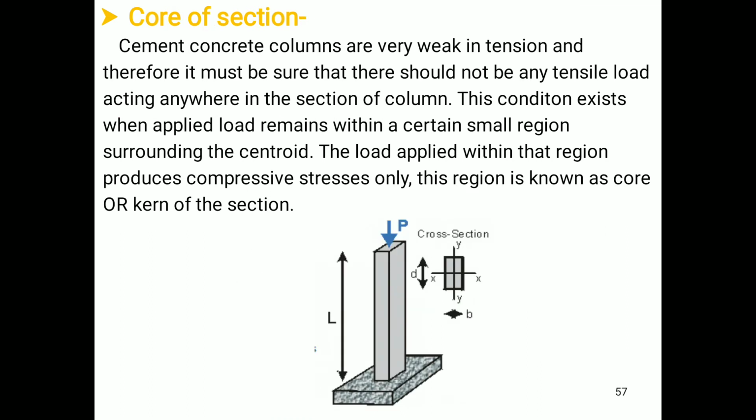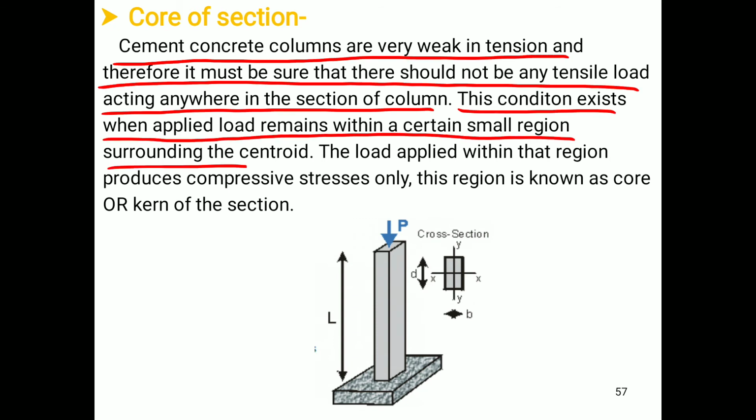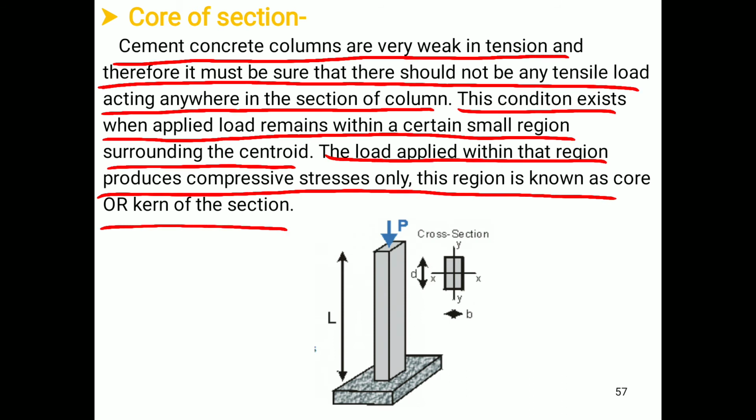Okay, now we are going to discuss the concept of core of section. So what does it mean? Cement concrete columns are very weak in tension, and therefore it must be ensured that there should not be any tensile load acting anywhere in the section of the column. This condition exists when the applied load remains within a certain small region surrounding the centroid. The load applied within that region produces compressive stresses only. This region is known as the core or the kern of the section.